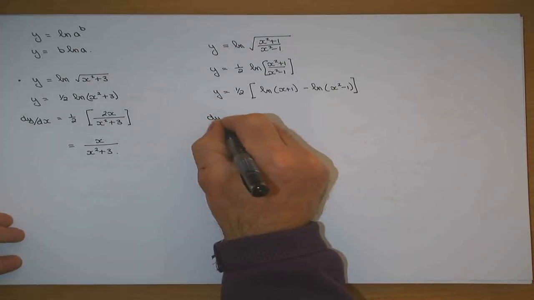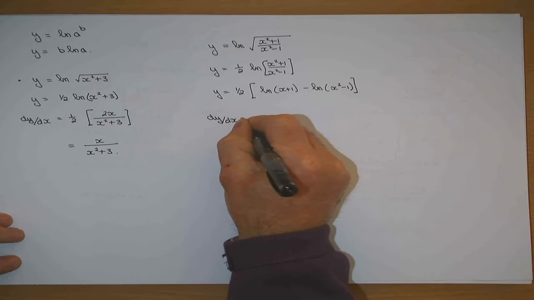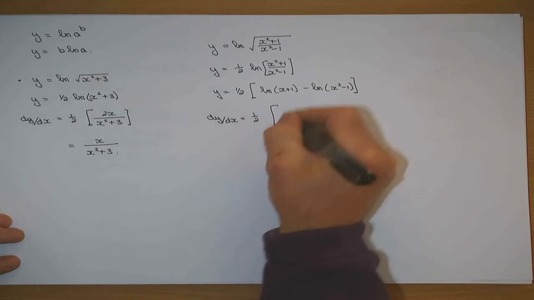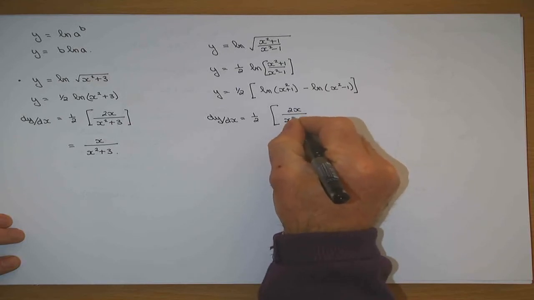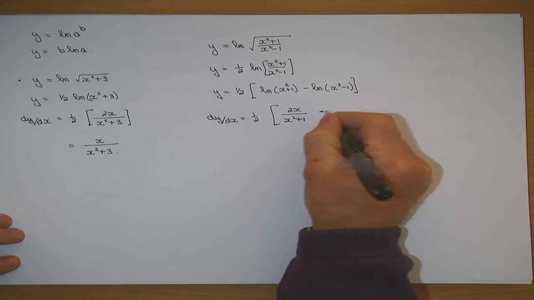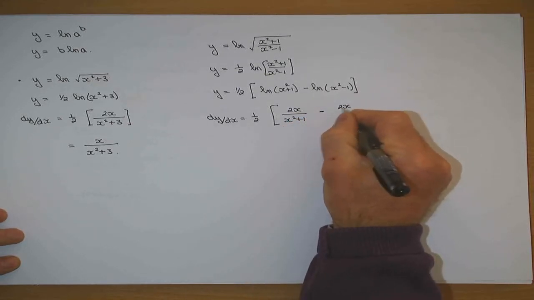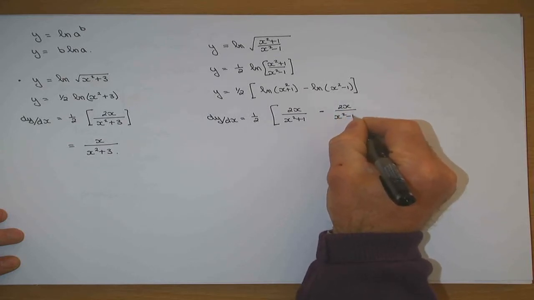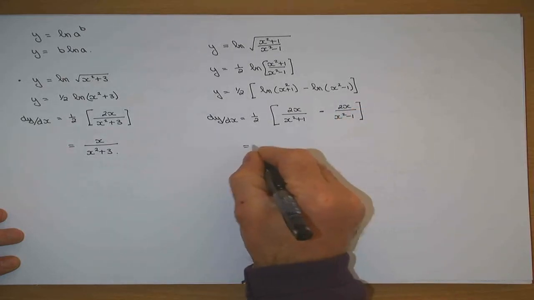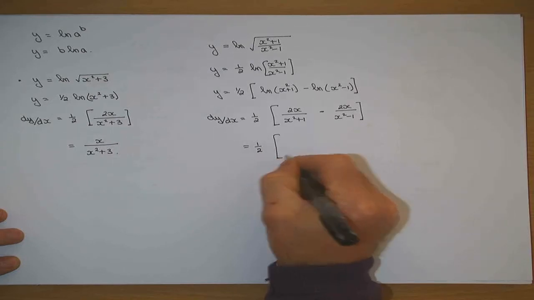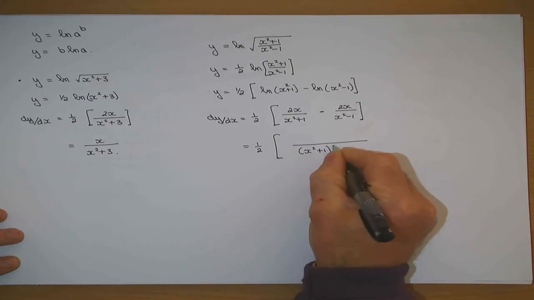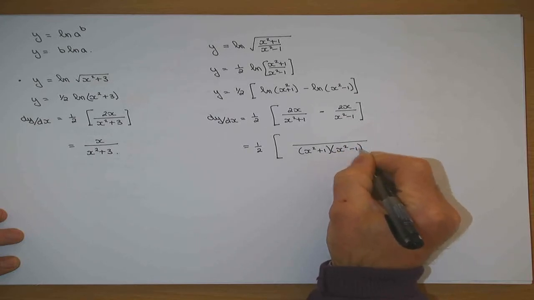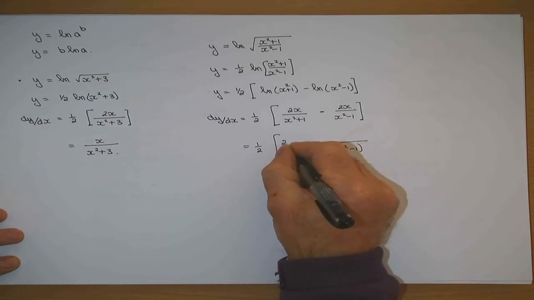And then dy dx is equal to 1/2 of the log of x squared plus 1, 2x over x squared plus 1, little chain rule, minus the log of that, 2x over x squared minus 1. Now it's algebra, it'll be a half outside it, all over x squared plus 1 by x squared minus 1. X squared plus 1 will go in there.